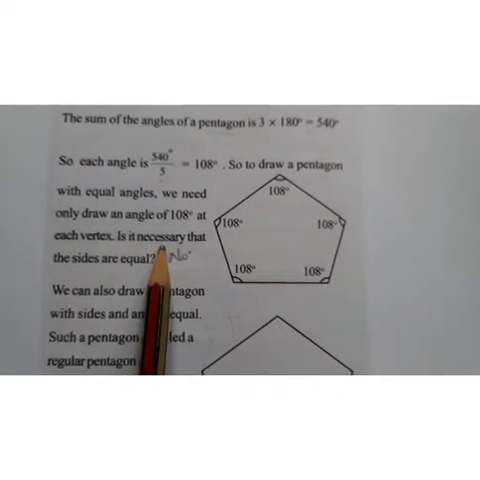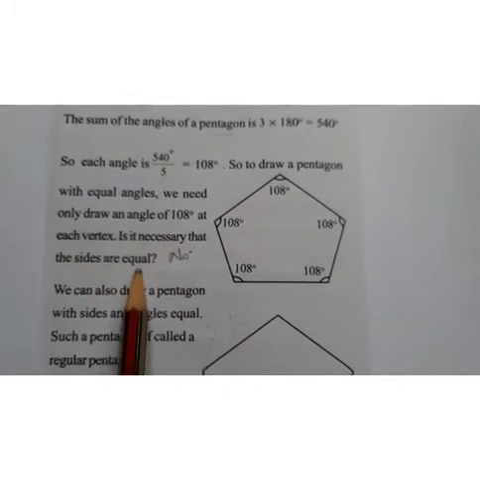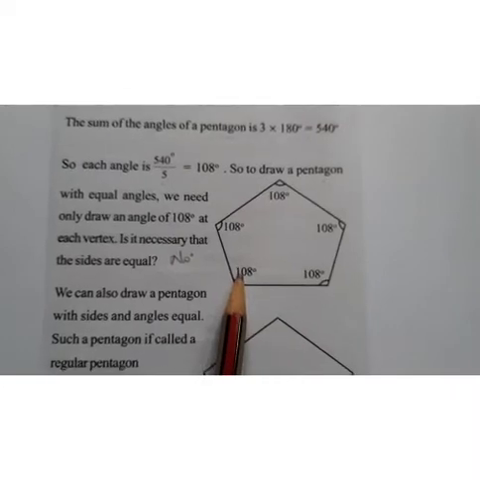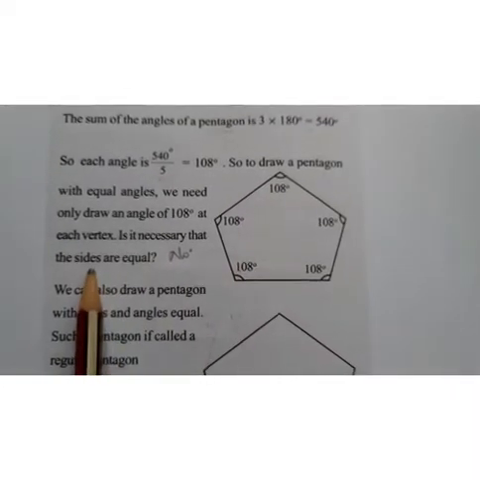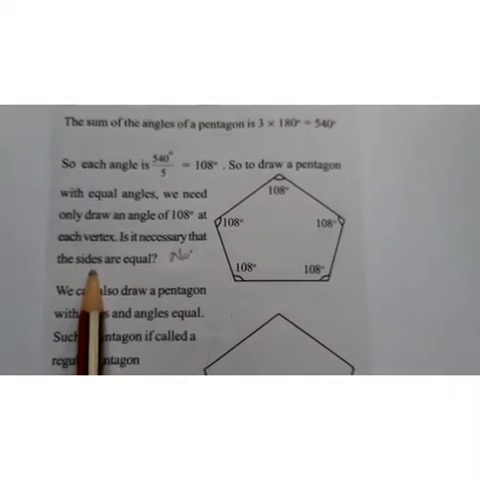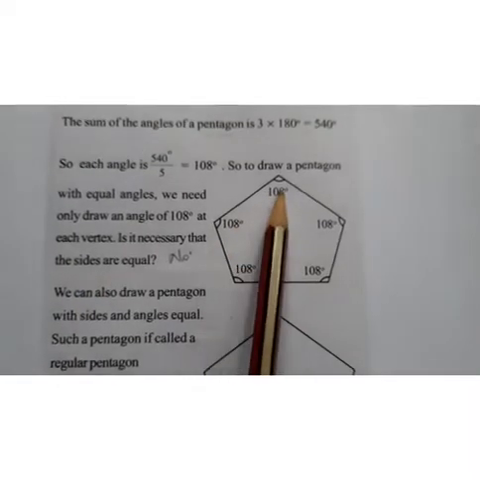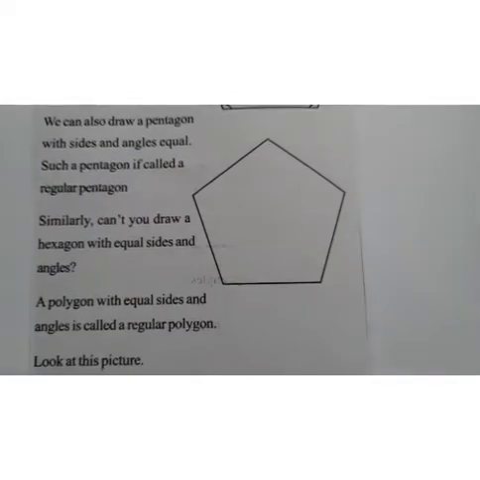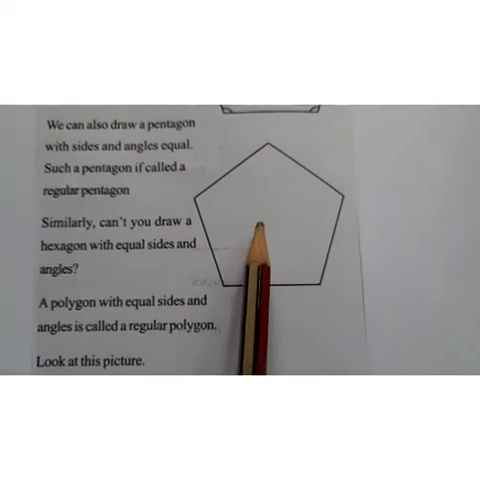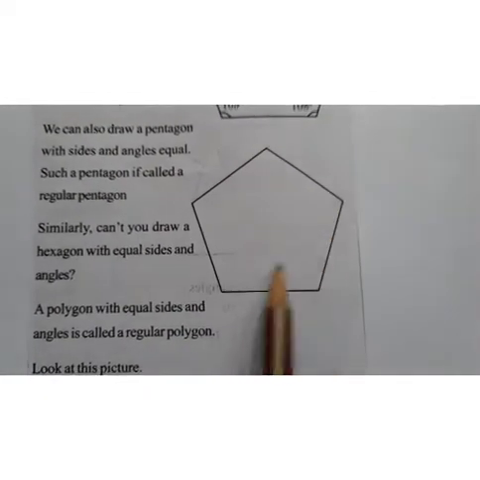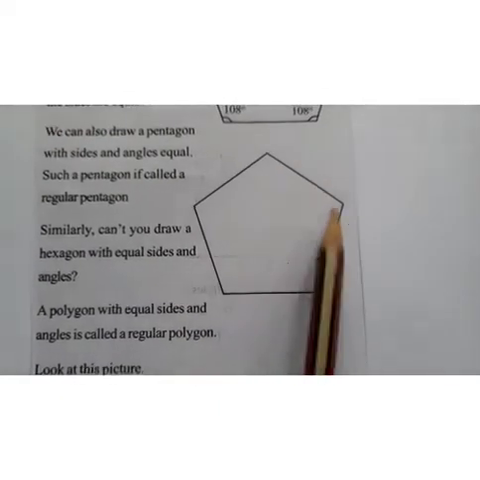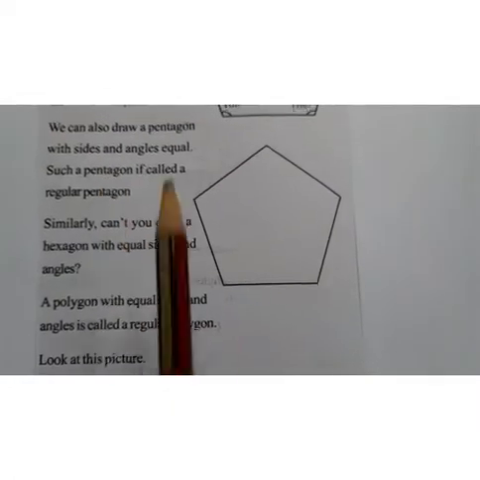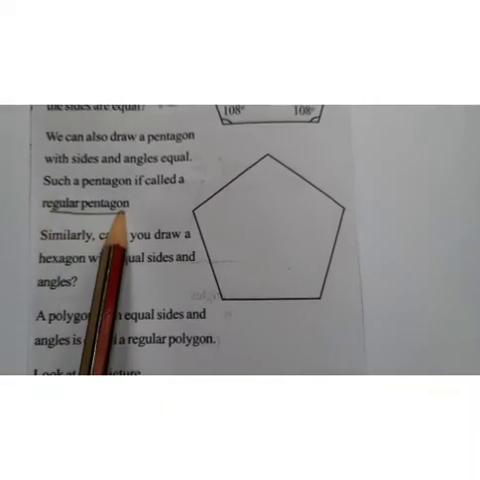Then is it necessary that the sides are equal for drawing a pentagon with 108 degrees? No need. If you draw with the 108, the sides may not be equal. We can also draw a pentagon with the sides and angles equal. All the sides and all angles at its vertices are equal. Such a pentagon is called a regular pentagon.